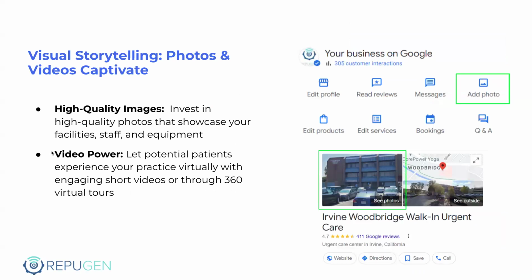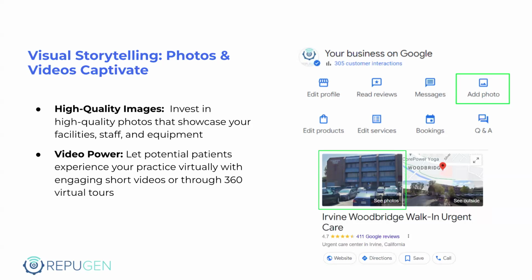Next, visual storytelling is a powerful tool in shaping how potential patients perceive your practice. Let's explore two key elements that can truly captivate your audience. First is high quality images. High quality images are an investment that really do pay off. These images should highlight your facilities, your team, and the equipment that you use. Remember, the goal is to build trust and make your practice feel approachable and professional. Clear, well-lit images of your reception area, treatment rooms, and even your team at work can help potential patients feel more comfortable and confident about choosing your services.